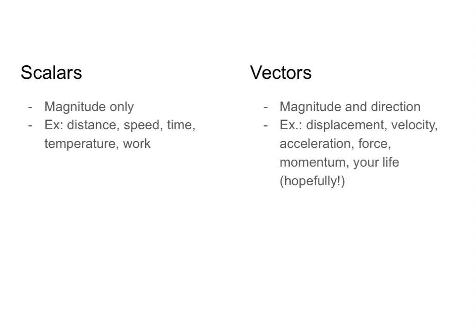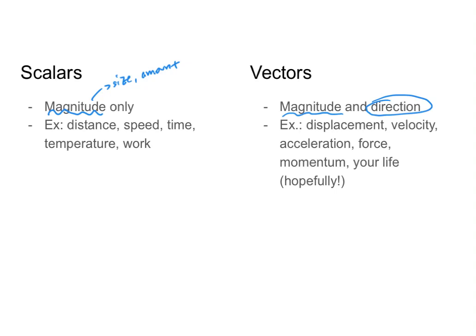So a scalar is a quantity that only has magnitude. By magnitude, I mean size or amount, something along those lines. Vectors, on the other hand, have both magnitude and direction. So for a vector, we care about which way our thing is traveling, which way something is going.